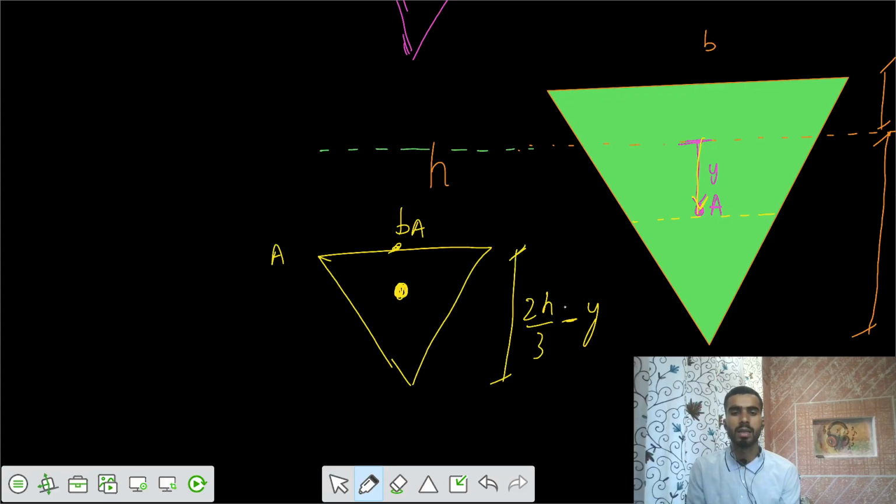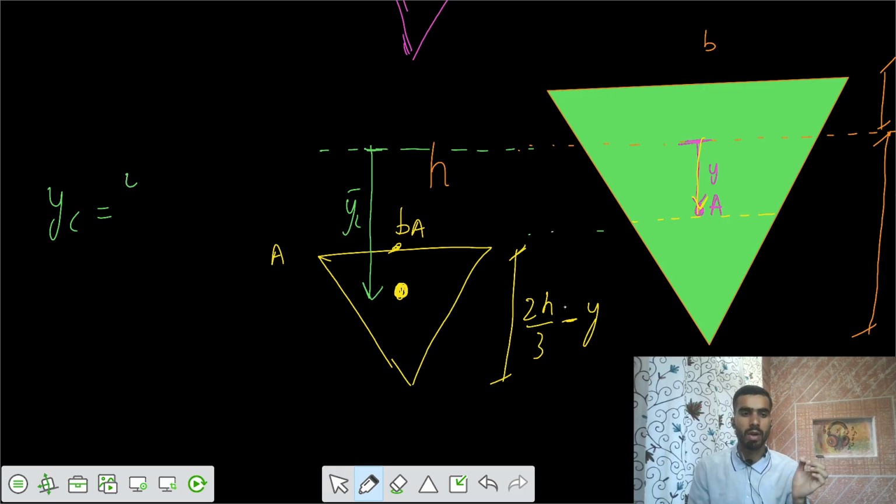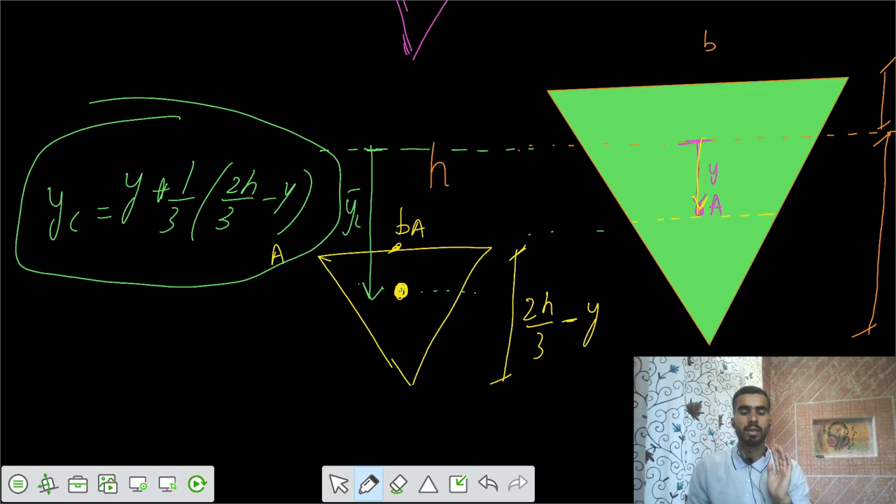So this is the neutral axis. The centroid would be at this distance of YC bar. So YC bar equals, firstly it is up to this point, that equals y. Then after that you have the centroid of the triangle at a distance of 1/3 of that height, 2h/3 minus y. So this is the centroid: y plus 1/3 of this height, 2h/3 minus y. So you got the centroid.